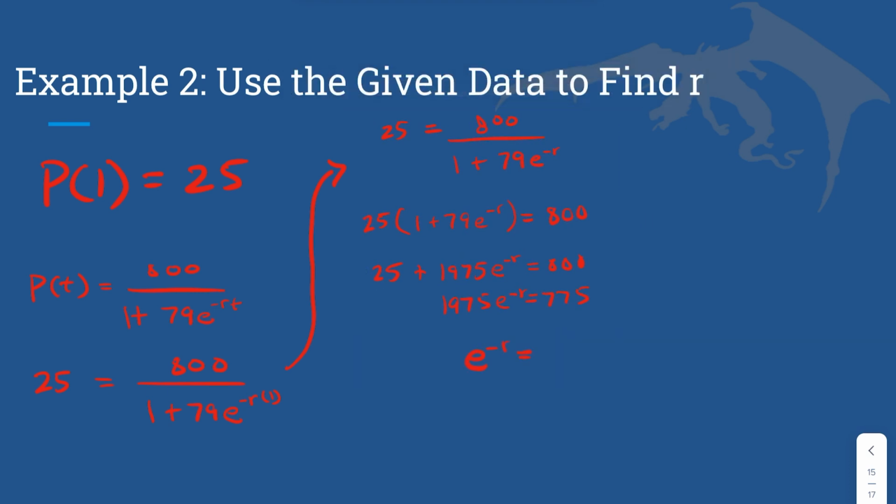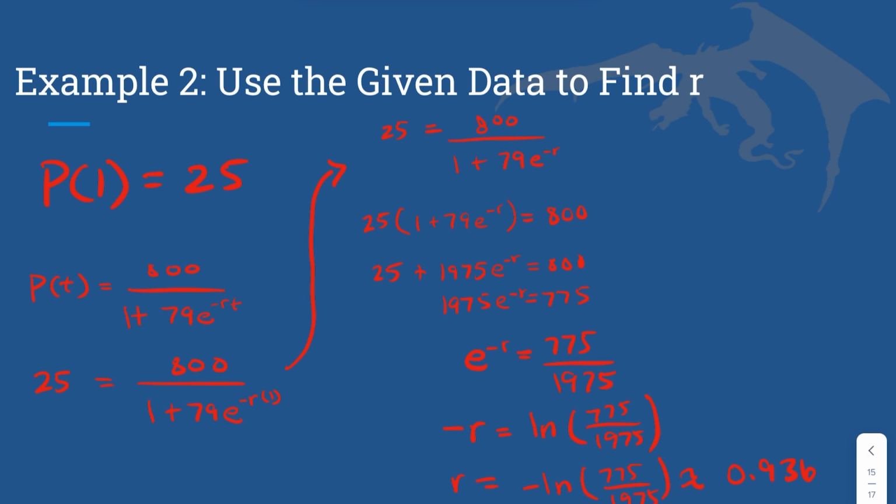E to the negative R is equal to 775 over 1975, okay? And we can solve for this. We get negative R is equal to ln of this value. So R is equal to negative ln of that value, and we're just going to put it in the calculator and approximate it. We get R is approximately 0.936.